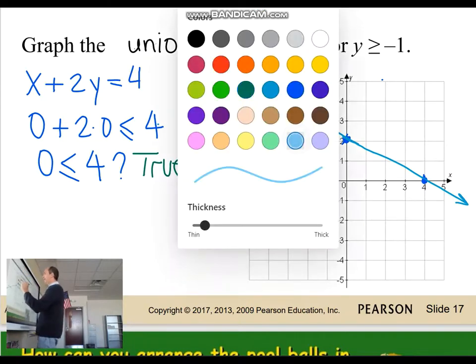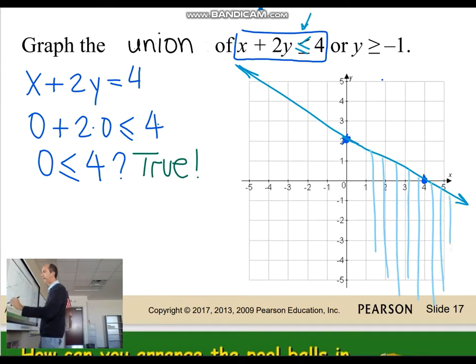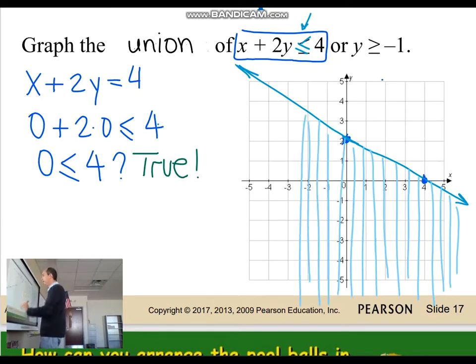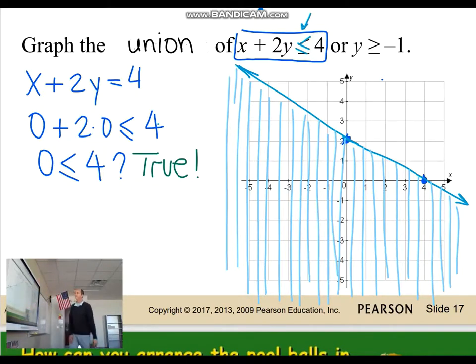And we can shade everything in the area that has the same testing point, the same area of the testing point. These ones. Remember, the testing point is x equals 0, y equals 0. This is the testing point that we used here.